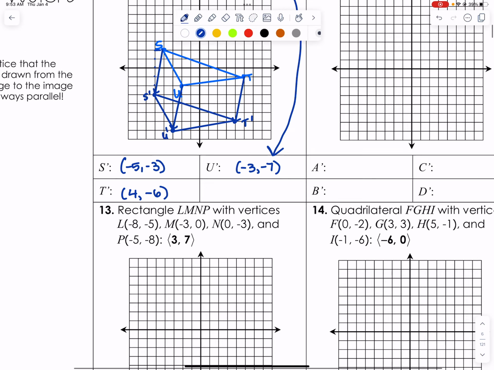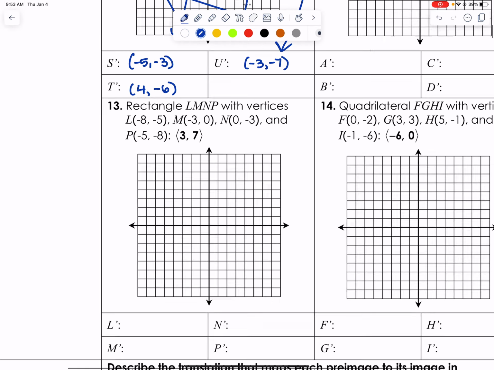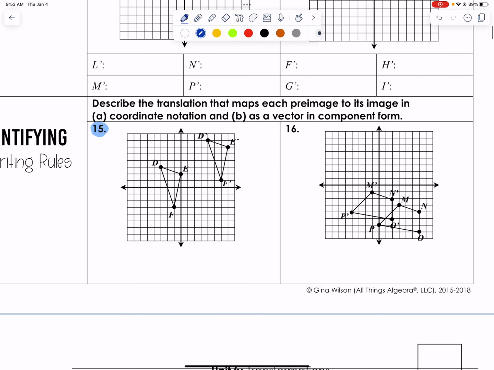Please make sure you draw the vector lines as well. If you want to use a different color to draw the vector lines, completely fine, whatever you need to do to make that happen. And then the last example we're going to do for this lesson is number 15, which is just, again, same knowledge, just used in a reverse form.